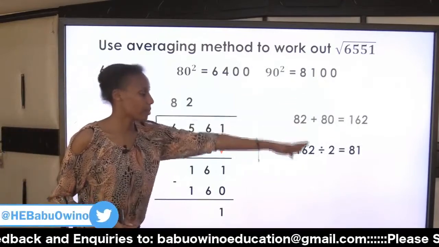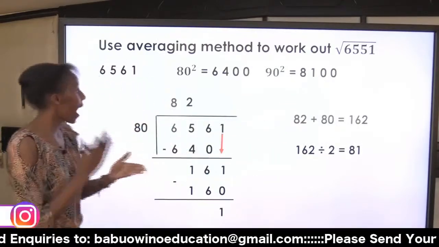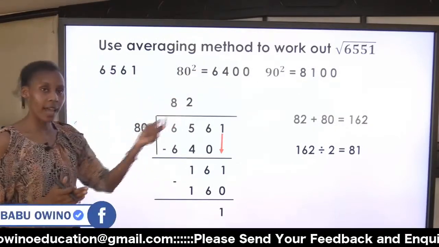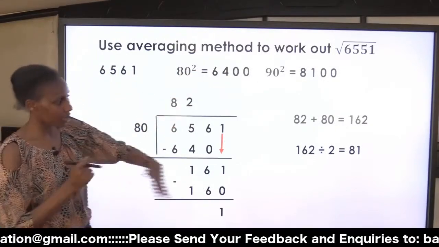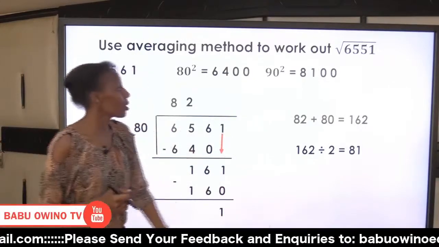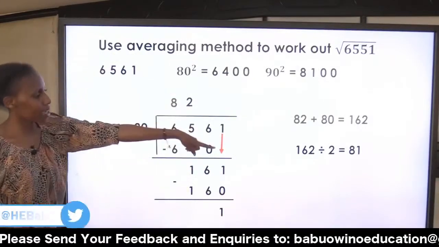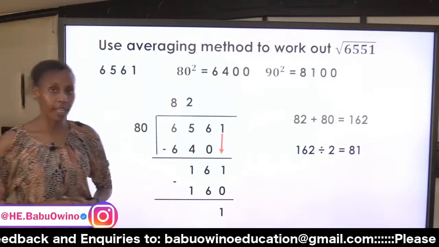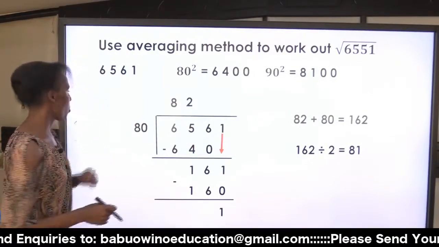162, I divide by 2, because I have to get the average. Averaging method: estimate, answer, you add, and then you divide by 2, and I get 81. And if you multiply 81 and 81, you're going to get 6,561.